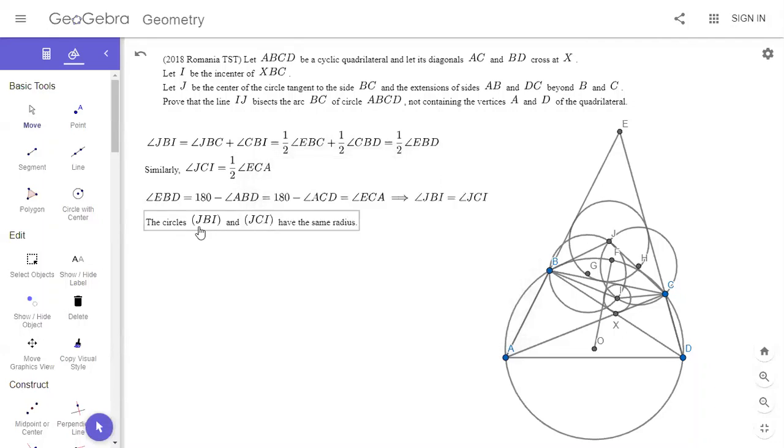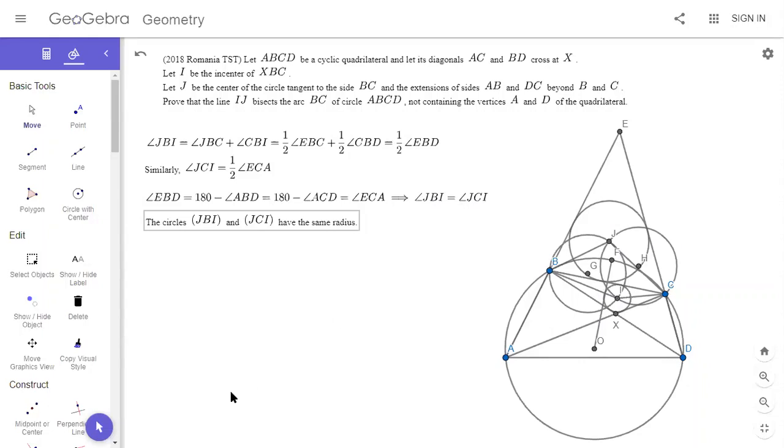But does this make sense? Why the circles JBI and JCI have the same radius? Because when you draw the two circles, you have the segment JI as a chord of both circles, and the same angle intercepts that chord. So angle JBI intercepts it in one circle, and angle JCI intercepts it in the other circle. But if both those angles are equal, then since the same angle intercepts a chord of the same length, the circles have to be the same size. Does that make sense?